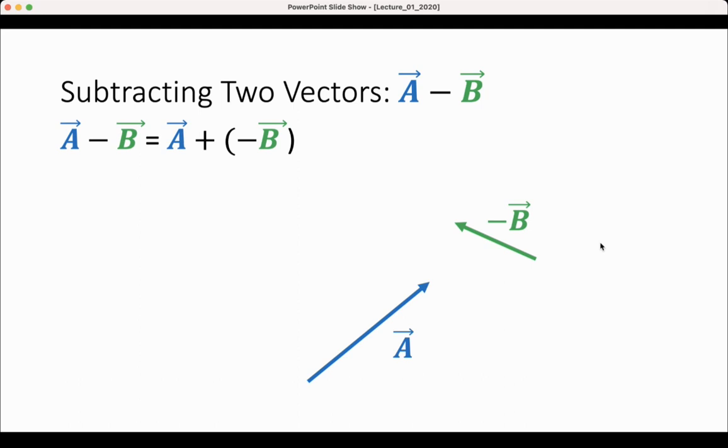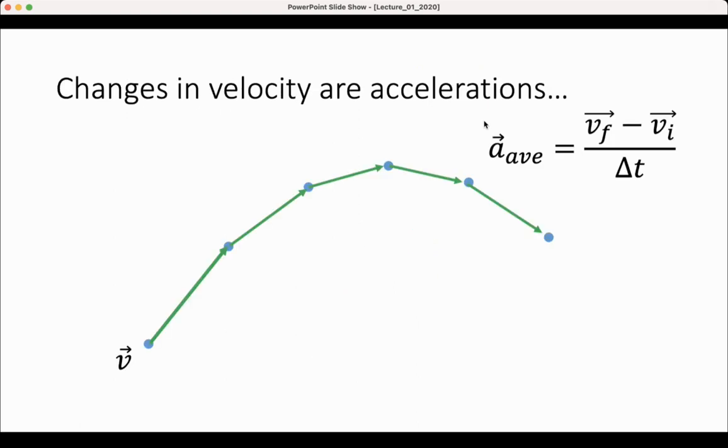I can take negative B, I can slide it so that the tail of negative B is at the tip of A, and now the result, C, which is equal to A minus B, is going to start at the tail of A and go to the tip of negative B. And that's how you find the difference between two vectors. We are going to use this in our motion diagrams to complete our motion diagram.